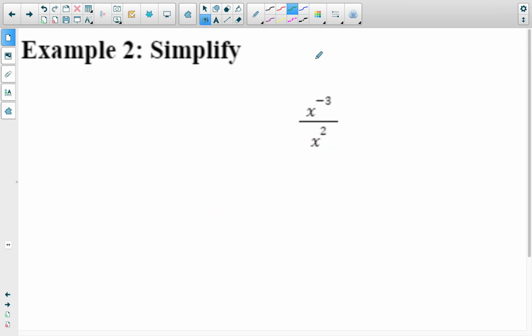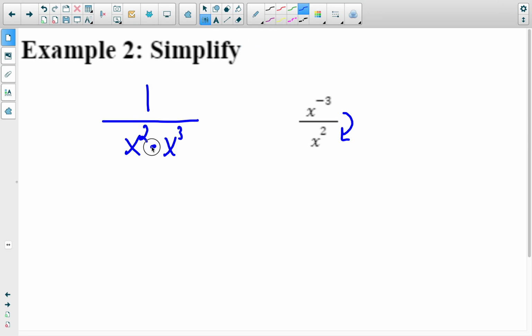All right, let's look at something like this. Okay, so we start off with a negative exponent in the numerator. What we're going to do is send that to the opposite side of the fraction bar. Okay, so I like to draw my fraction bar first. This x squared is going to stay in the denominator, and this x to the negative third is going to come down, and when it comes down, it becomes positive 3. What's on top? Just 1.